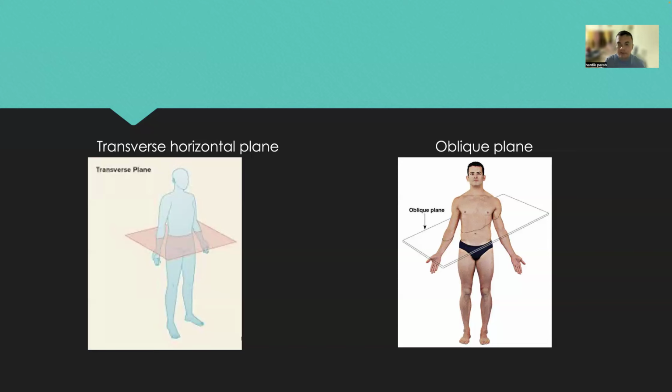The next is the oblique plane. Oblique plane, we can see in the second diagram. So it's any other plane other than coronal, transverse, and horizontal. Any plane other than coronal, transverse, and horizontal, which passes through the body in a slanting position. So that is your oblique plane.